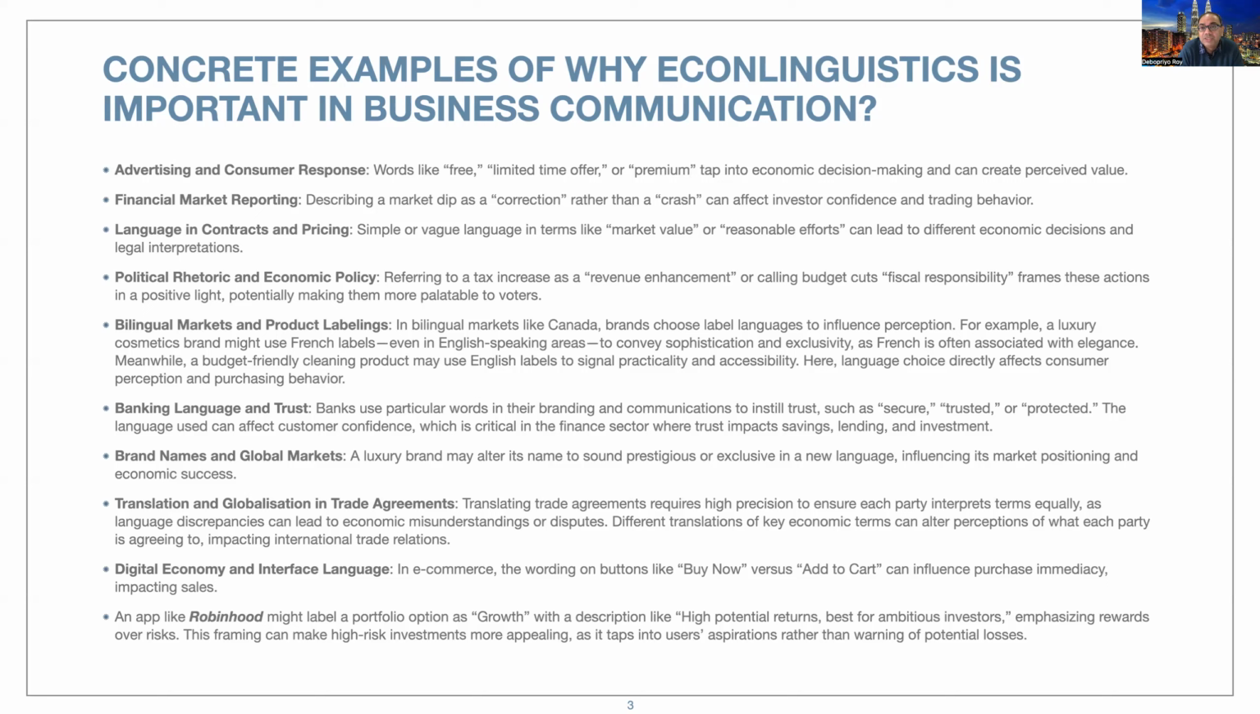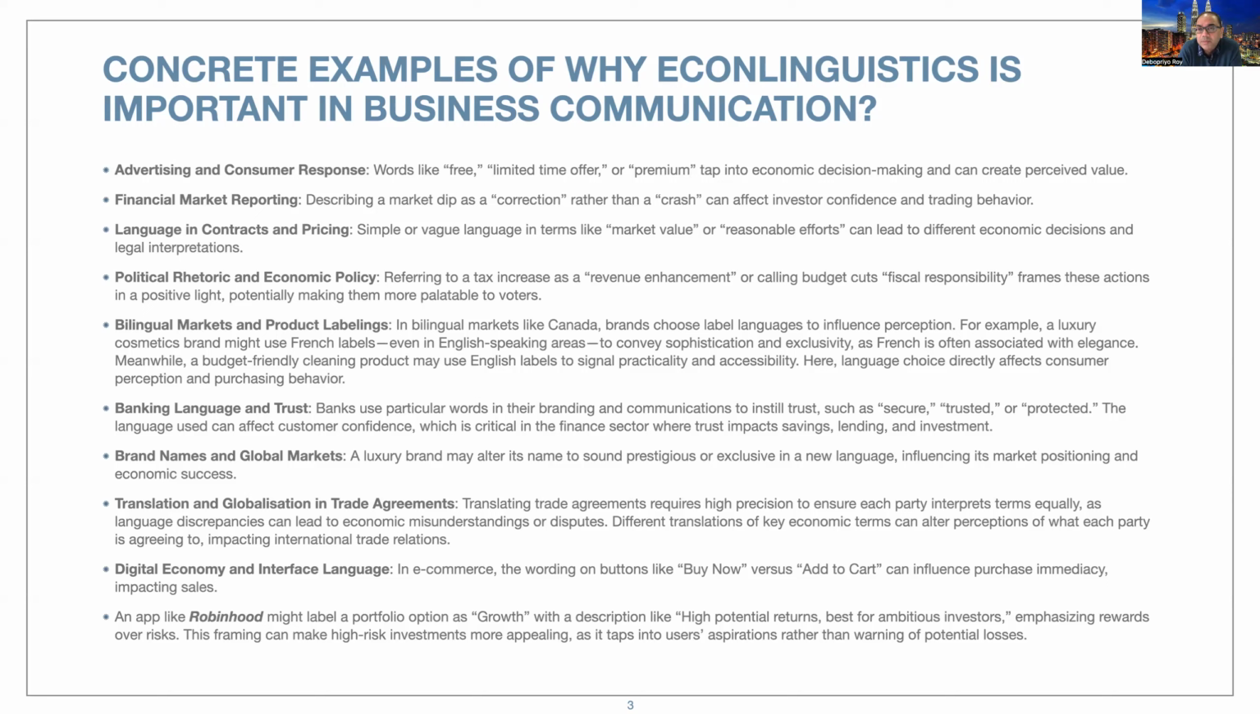When we have elections, the market crashes just because of the kind of language that the press comes up with and advertises, which leads to a change in market sentiment. So these types of things are very common. Language in contracts and pricing.